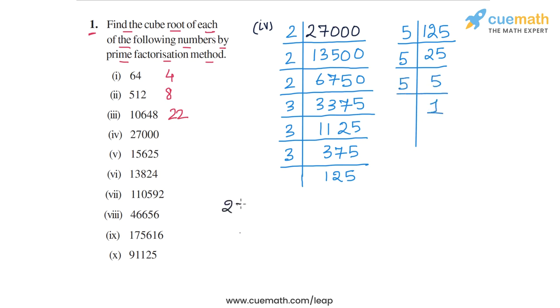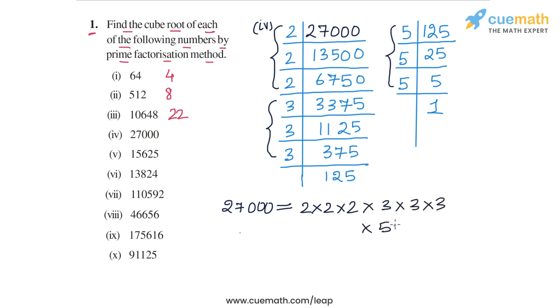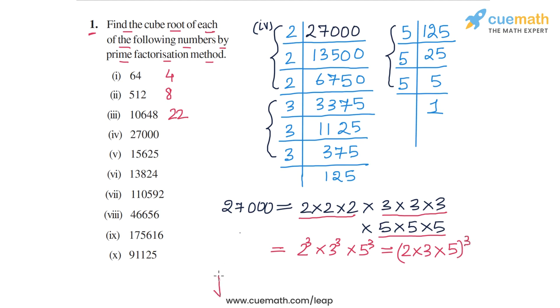So this completes the prime factorization process for 27,000, and we see it has 3 repetitions of 2, 3 repetitions of 3 and 3 repetitions of 5. So let's write this: 3 repetitions of 2 and then 3 repetitions of 3 and then 3 repetitions of 5. If we group the prime factors into triplets, we get a complete triplet of 2, a complete triplet of 3 and a complete triplet of 5. So we can write 27,000 as 2 cube into 3 cube into 5 cube, and this can be written as 2 into 3 into 5 whole cube. And from here it's easy to write the cube root of 27,000. It will be this product inside the bracket, 2 into 3 into 5, and this is equal to 30. So the cube root of 27,000 is 30. This is the answer for part 4.